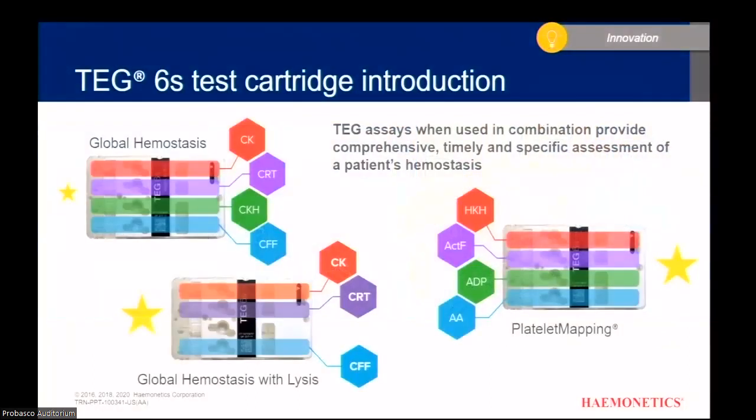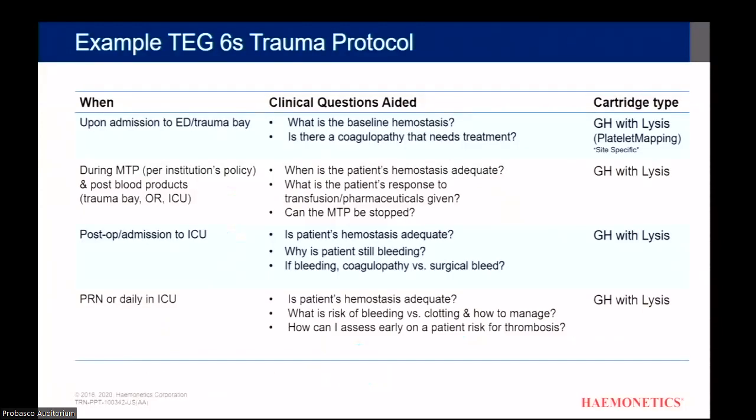There are 3 global hemostasis cartridges that we will be getting with the 6S platform. I put big stars next to the trauma cartridges that you all will be using, and the global hemostasis in the top corner here is our cardiac cartridge. Each of them contains 4 or 3 assays in one, again, a cartridge instead of a la carte.